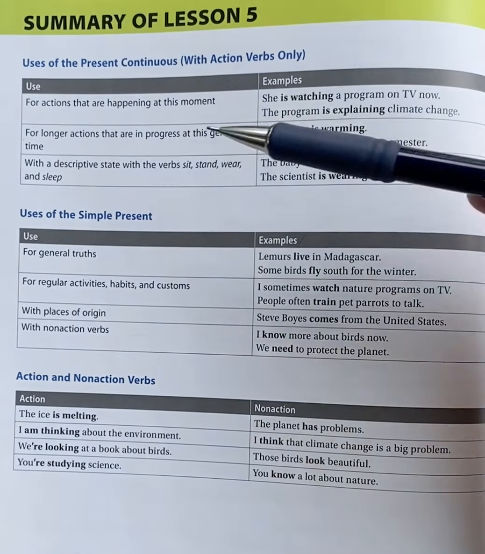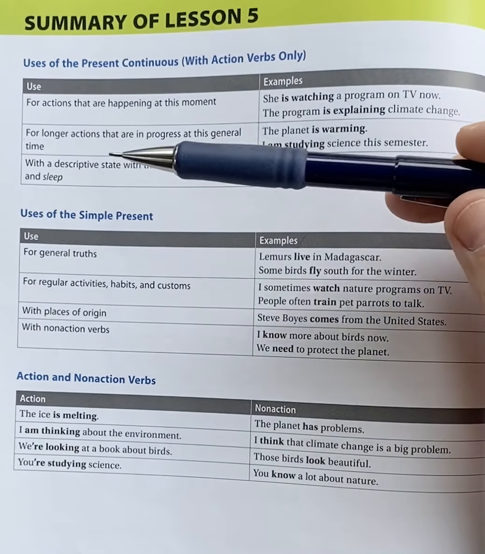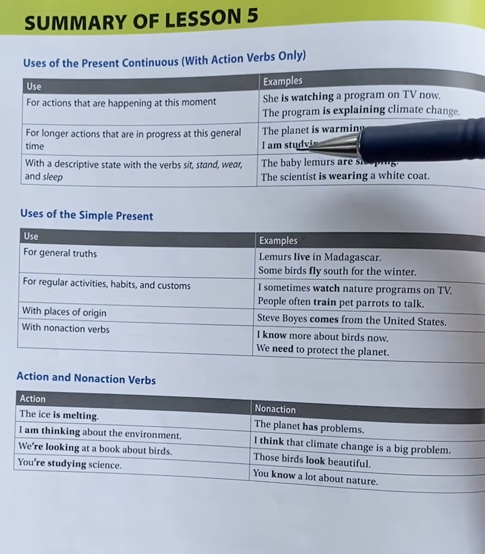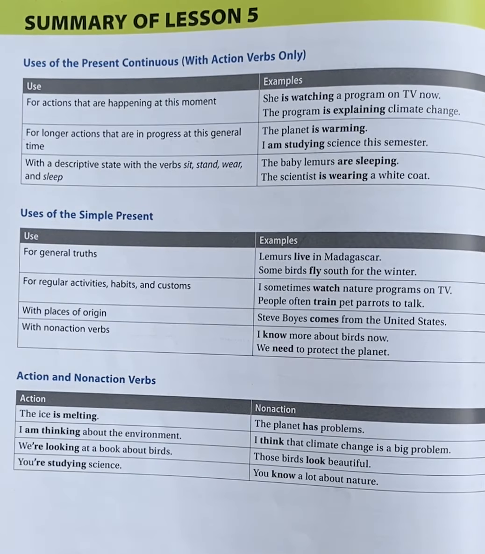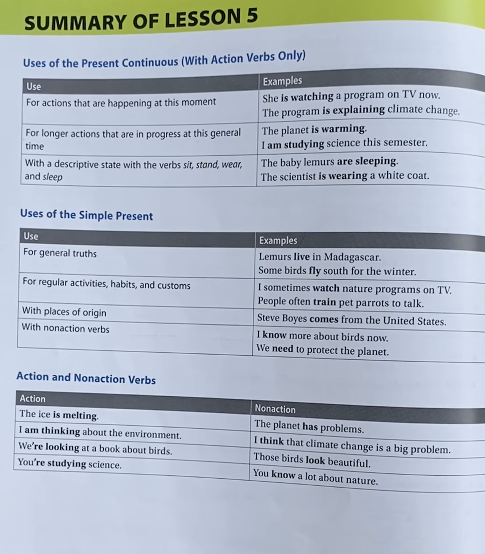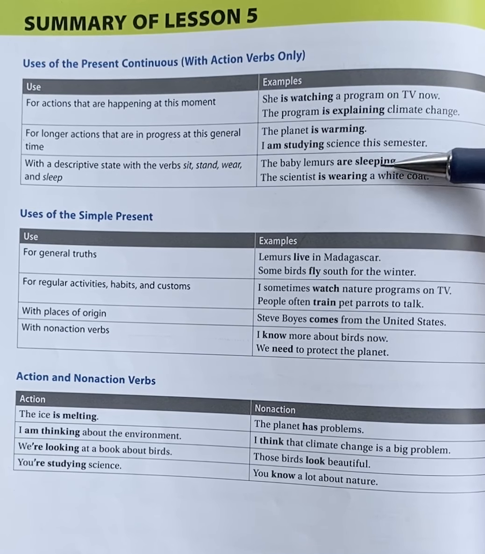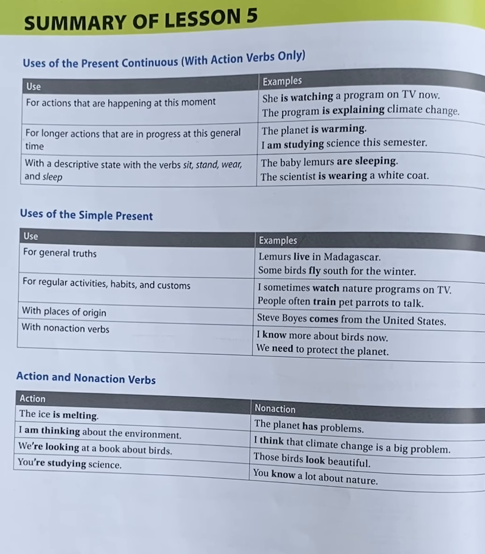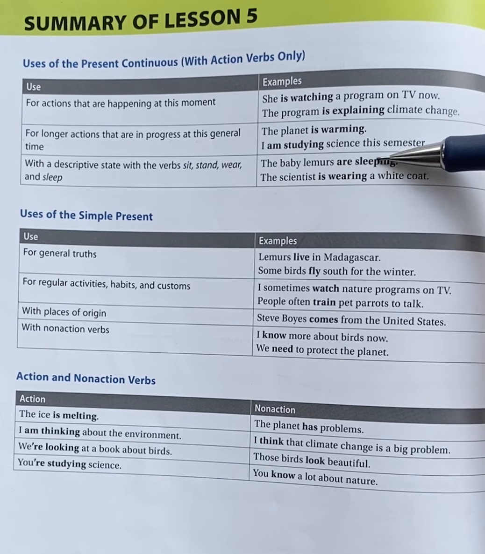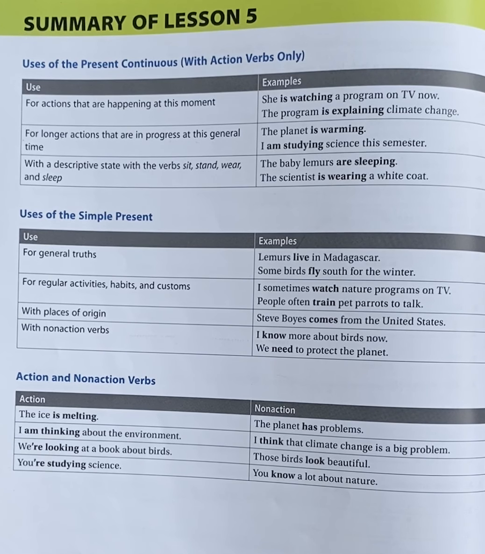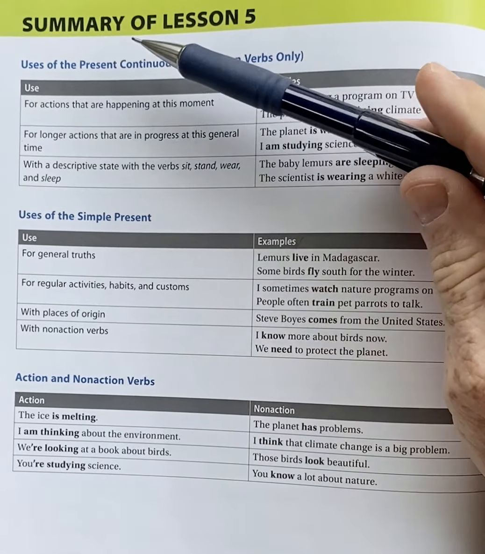Okay? And the last part here on the use of the present continuous with a descriptive state with the verbs sit, stand, wear, and sleep. The baby lemurs are sleeping. The scientist is wearing a white coat. Now, these are considered action verbs, but they're describing a state or a condition. Now, because we have a be verb and ing, this is also use of the present continuous. In all these cases, it's present continuous, but for different purposes. That was uses of present continuous.